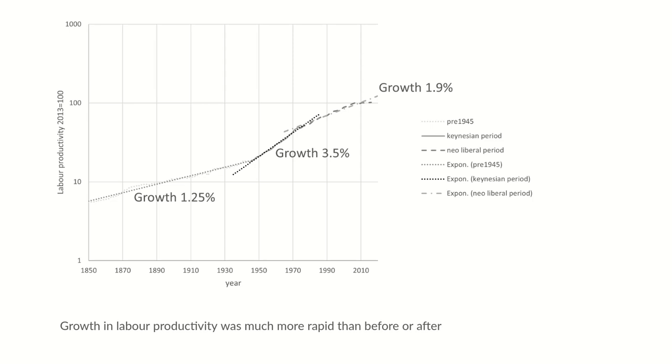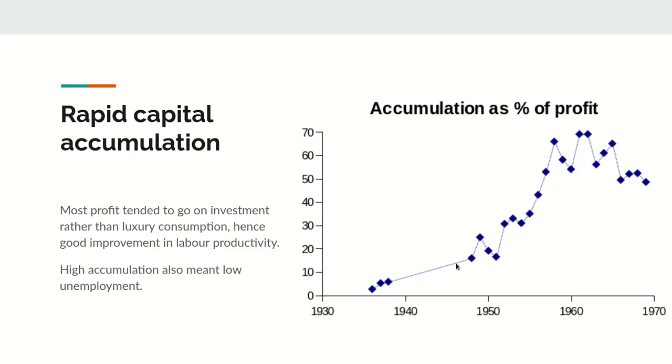So it grew at almost twice the rate in the mixed economy period that it has after that, and almost three times the rate that it had grown earlier. This is worth emphasising because it's presented that the performance of the pre-Thatcherite economy was poor. In fact, it was very good. It was able to do that because there was a rapid rate of accumulation.